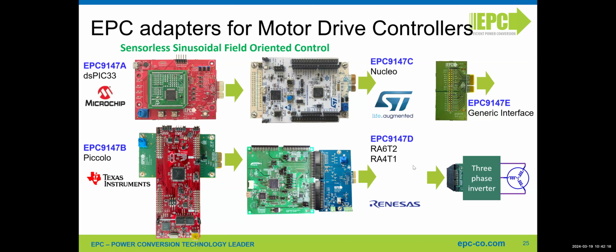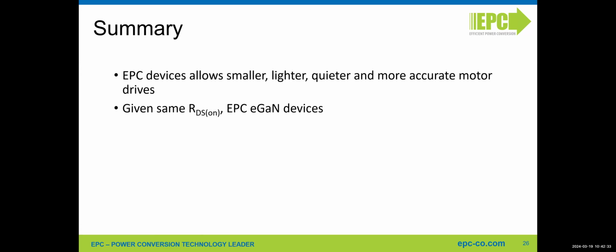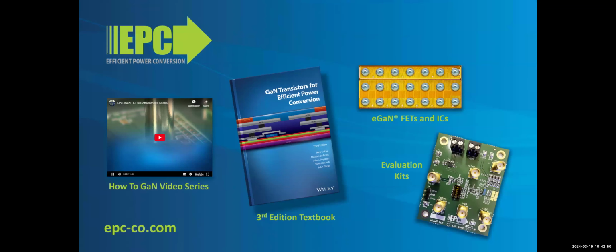So going to the summary and then opening for question and answer: EPC devices, gallium nitride FETs and gallium nitride integrated circuits allow smaller, lighter, quieter, and more accurate motor drives. Given the same RDS-on, the devices are smaller, they have lower switching dissipation, and they have no reverse recovery. So by using a gallium nitride inverter, you can make your motor more efficient. And that's it from my presentation, and I can open now to questions. Hopefully you enjoyed my presentation.